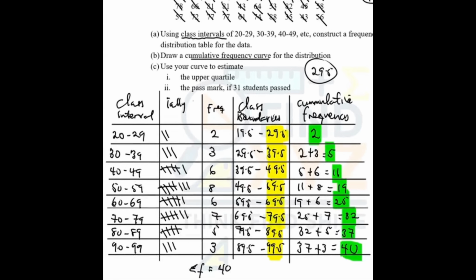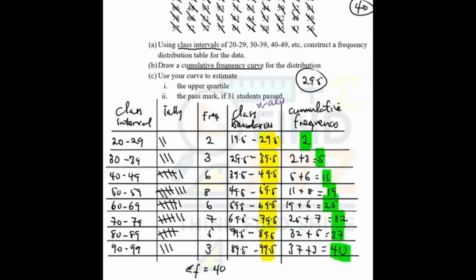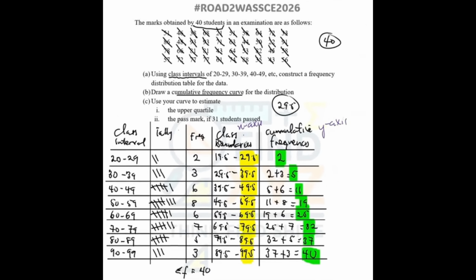The upper class boundaries will be on the x-axis, and then the cumulative frequencies will be on the y-axis. So this is what we are going to use to plot the cumulative frequency curve. We are only going to use the upper class boundaries and the cumulative frequencies. Because we are not given any scale, we can choose any convenient scale. Let's go to the graph.